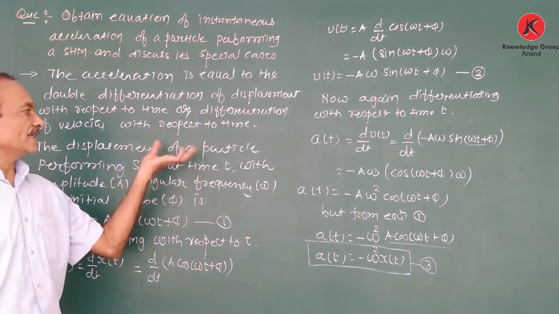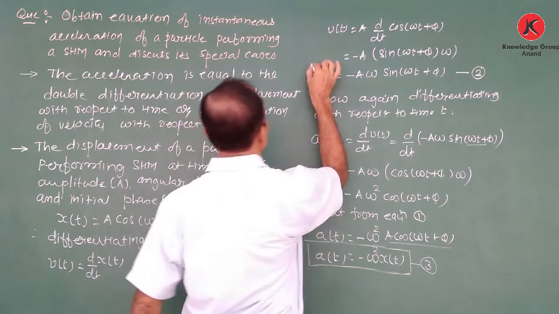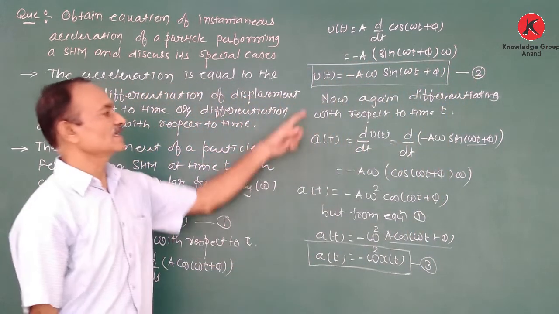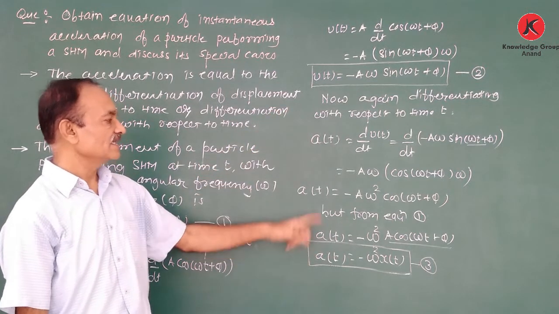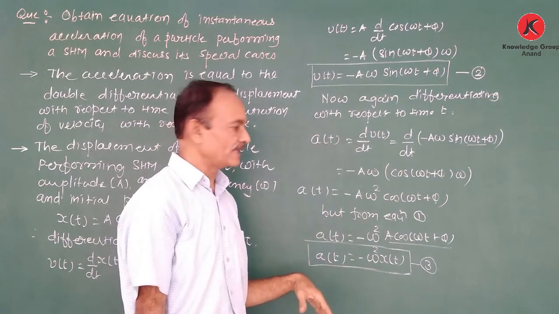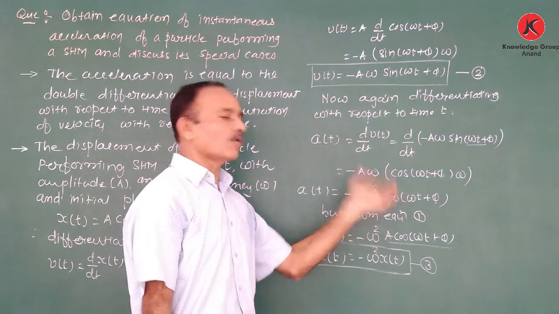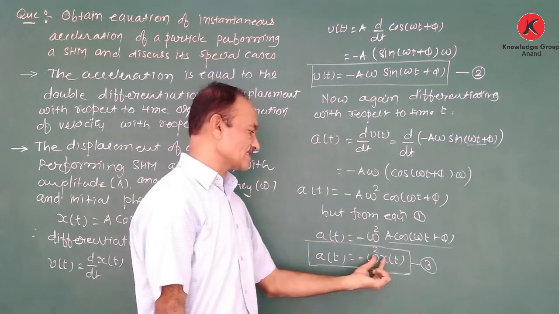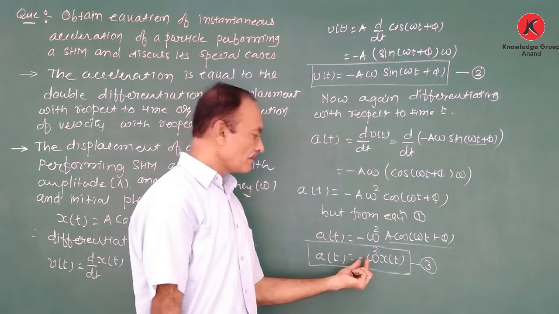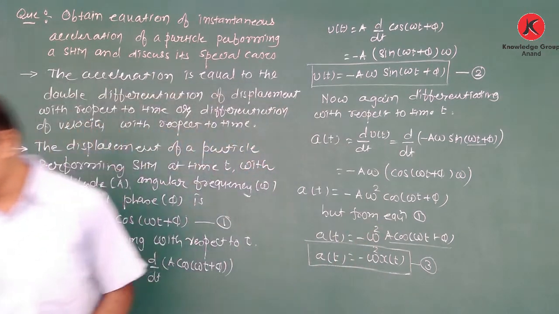So first, the derivative of displacement with respect to time gives the velocity, equation 2. Again we take the derivative of this equation and obtain the acceleration, a(t) is equal to minus a omega square cos(omega t plus phi). Now from equation 1, a cos(omega t plus phi) is our x(t). Therefore, the instantaneous acceleration at time t is minus omega square x(t). Now we discuss its special cases.